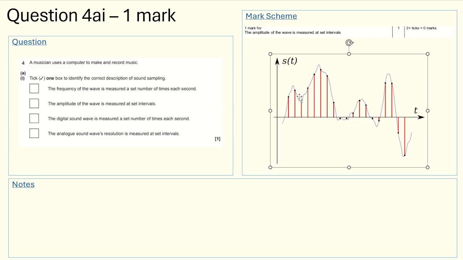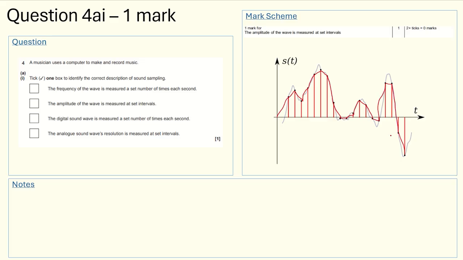So where these black dots are here, this is what we're measuring. We're measuring the height of the wave. Amplitude is just another word for volume, so the loudness of the analog wave at these set intervals. So 3 times a second, if this was 3 hertz, we are measuring the height of the wave. Once the computer has sampled that, it will then connect these black lines together to try and create a representation of this waveform. You can see that it looks kind of similar to what we've got. Apologize for my drawing here. It looks a bit similar, but it's not 100% accurate.